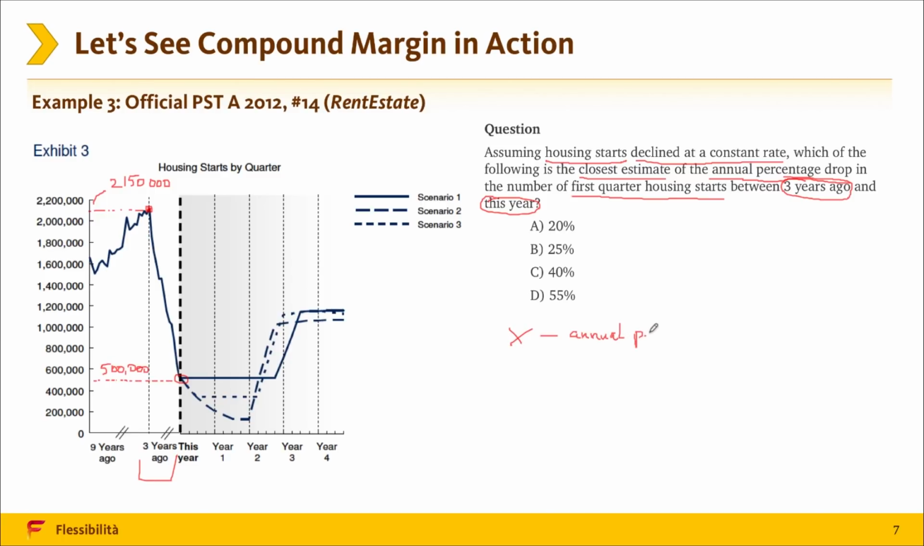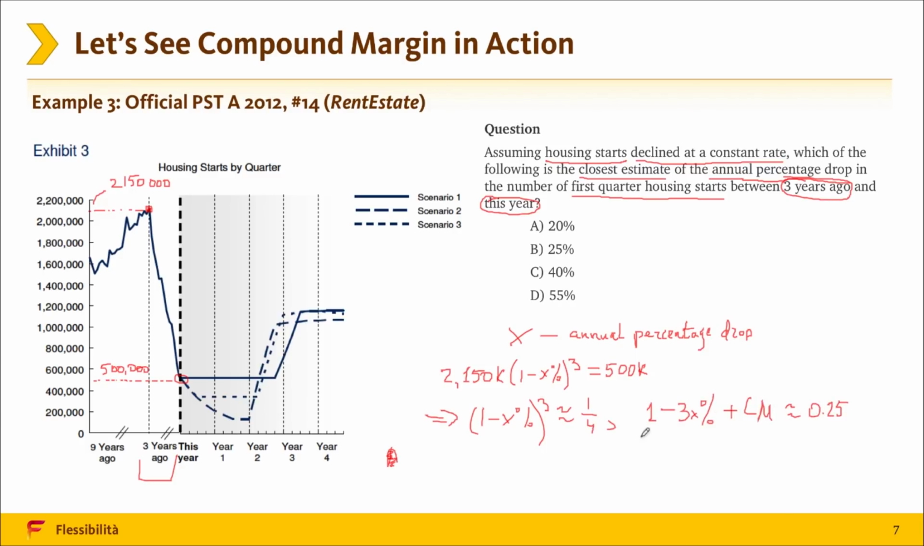So let's assume that X is the desired annual percentage drop. Now let's translate the question from English into math language. 2,150,000 times 1 minus X% to the power of 3, because 3 years of decline, equals 500,000. Let's simplify this a bit. 1 minus X% to the power of 3 is roughly 1/4. Let's test our options now. A.